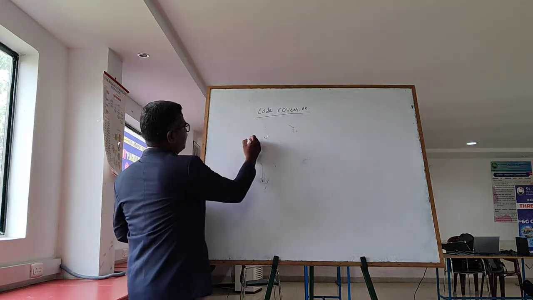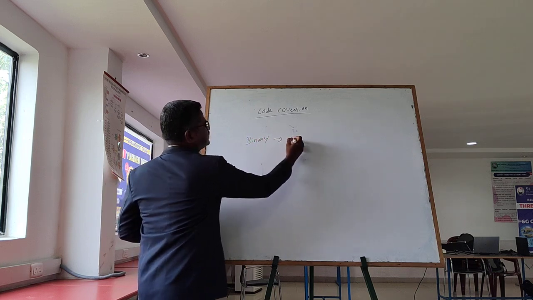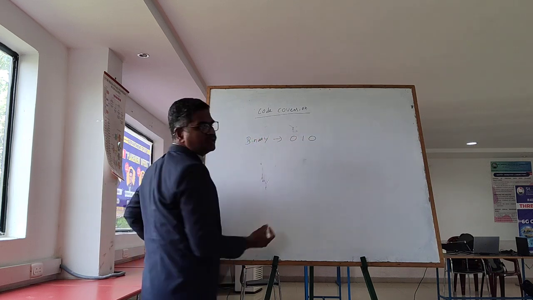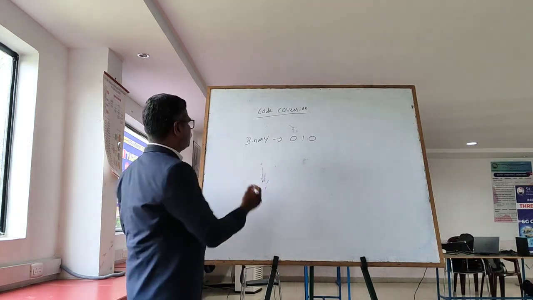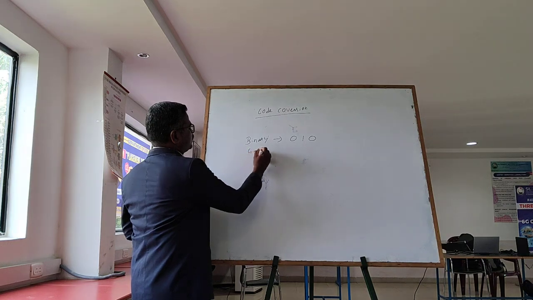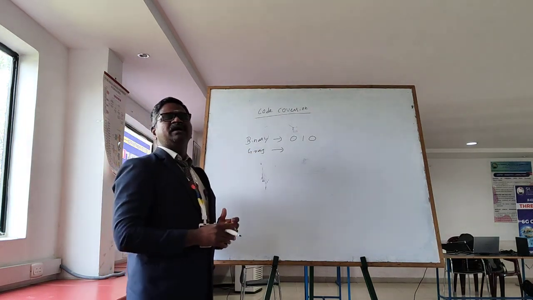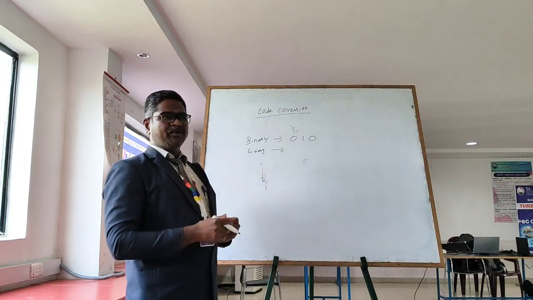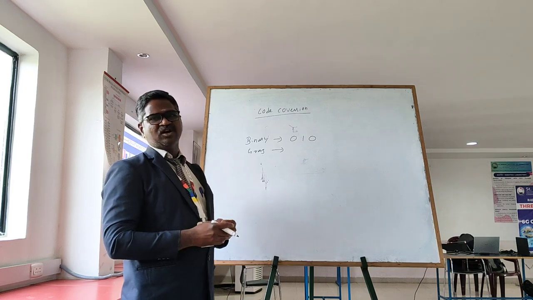So for example, this is the binary number, say 0, 1, 0. How am I going to convert this binary number into gray code? For converting binary to gray code we have to follow some rules. Before that, as a prerequisite, we are supposed to know the basic logic gates.